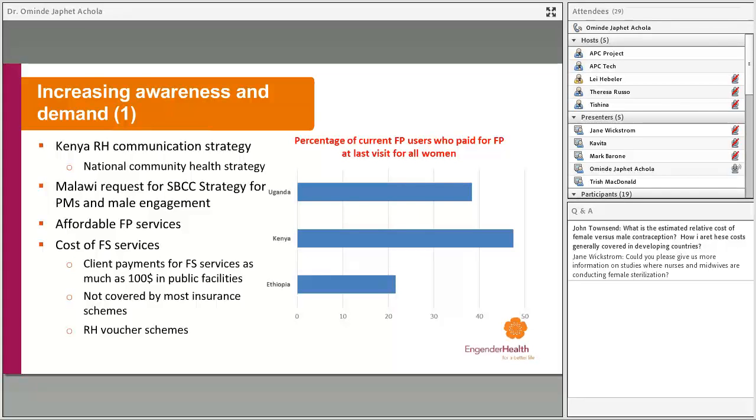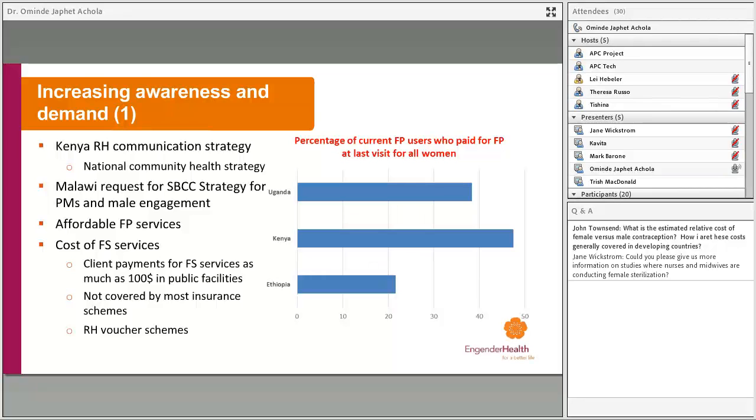Now, the services that we are talking about must be affordable. Unfortunately, if you look at the right side of the slide, just showing 3 countries, FP users who had been seen at their last visits, all women, showed that between 20 and 45% had to make some payment for the services. For female sterilization, in some countries it goes as high as $100 equivalent in the public sector. This is a barrier, and it needs to be addressed.